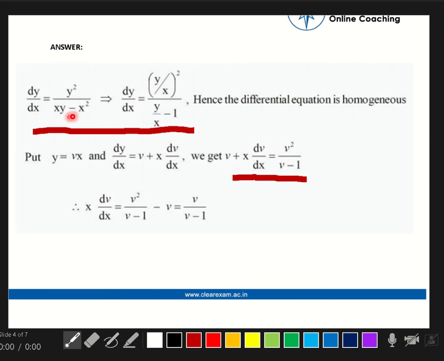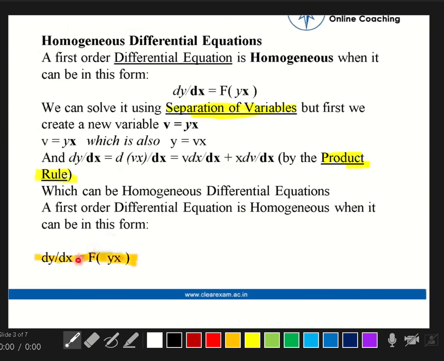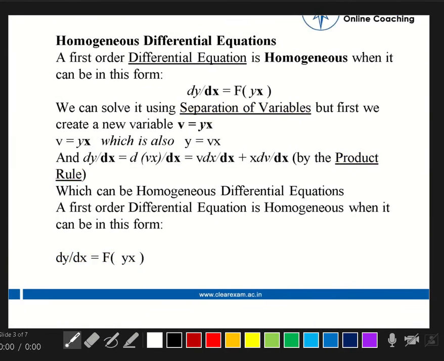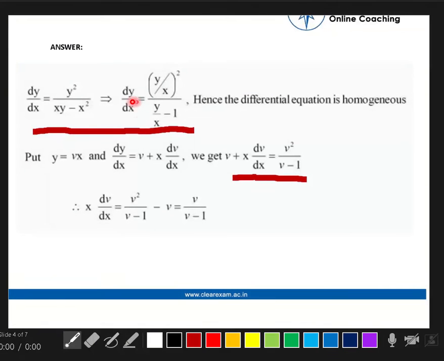Here dy/dx = y²/(xy − x²). This is the given equation. So convert this equation into this f(y/x) form. So this is (y/x)² over (y/x − 1). This is the conversion of the differential equation into a homogeneous differential equation.